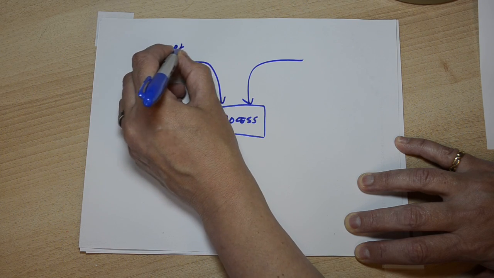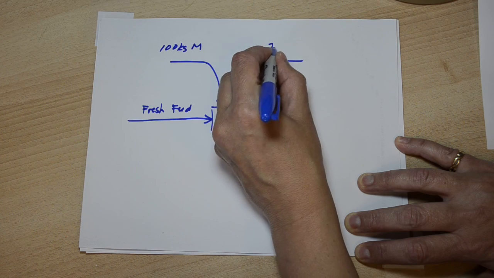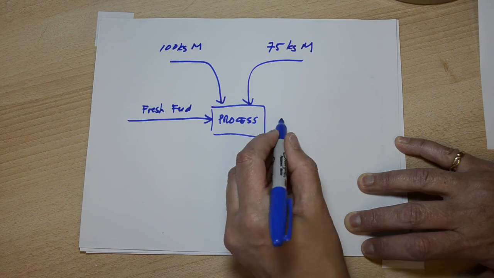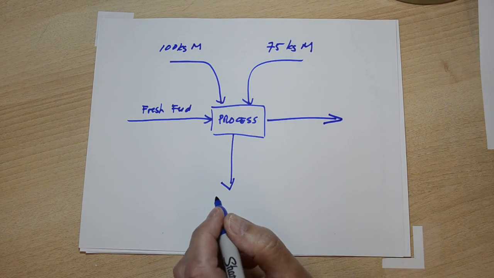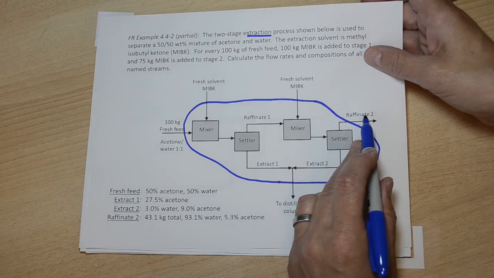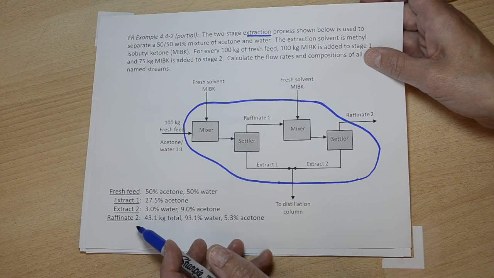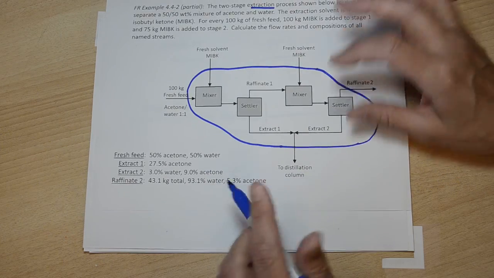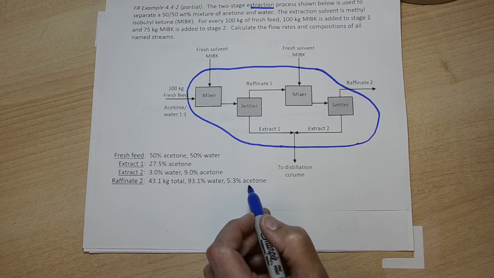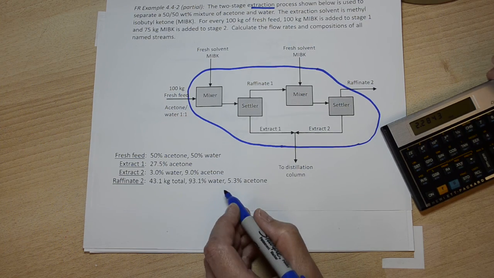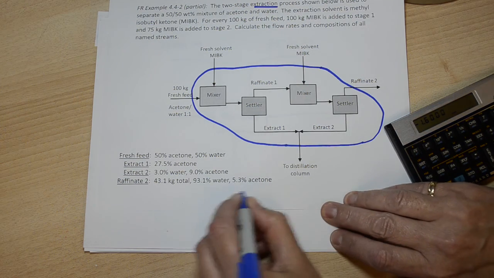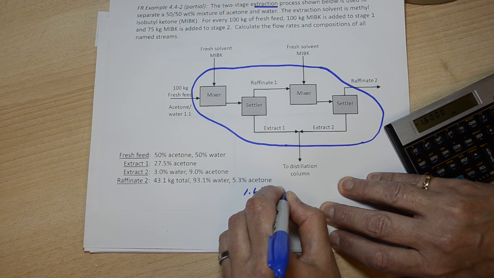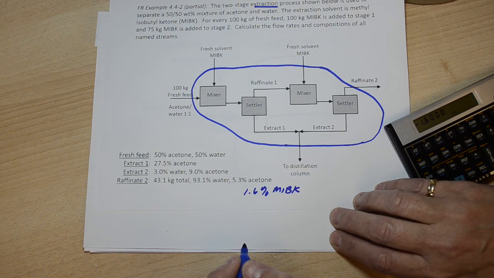So this one is the 100 kilograms MIBK, and this is the 75 kilograms MIBK. This is raffinate 2, and this is the stream that goes to the distillation column. Now the raffinate 2 stream, we know quite a bit about here. We know that it is 93.1% water, 5.3% acetone. So I can figure out the composition of MIBK, it's 1.6%, since they have to add to 100.